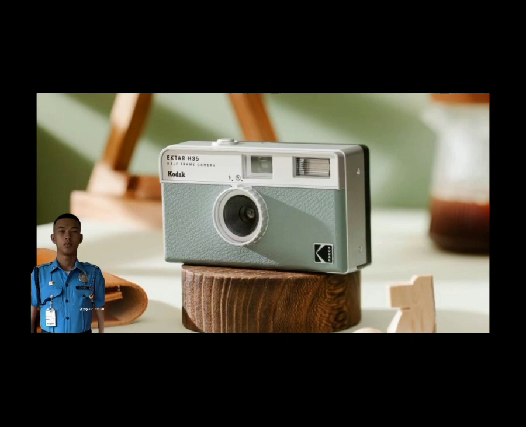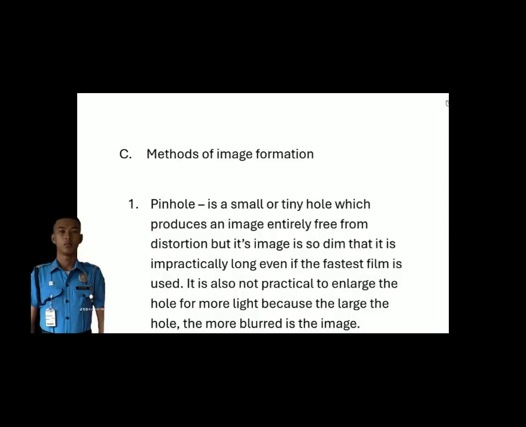So, the first one is the pinhole. Pinhole is a small or thin hole which produces an image entirely free from distortion, but its image is so dim that it's impractically long even if the fastest film is used. It is also not practical to enlarge the hole for more light because the larger the hole, the more blurred is the image.